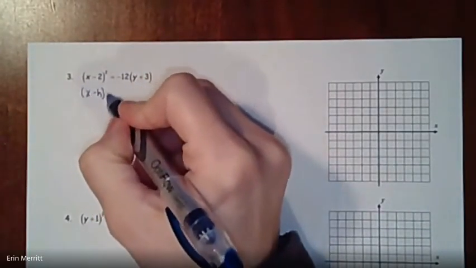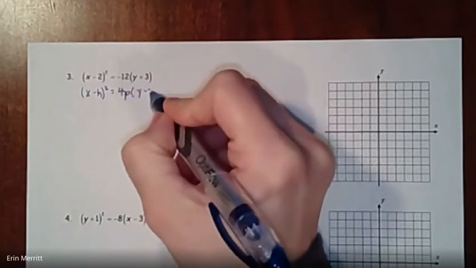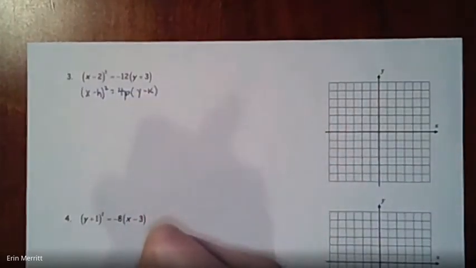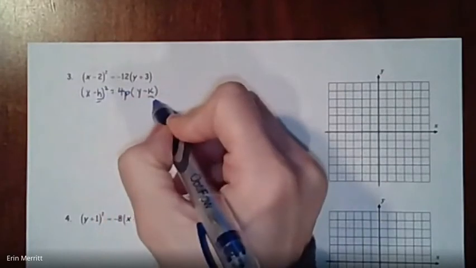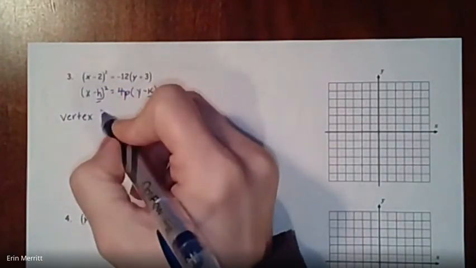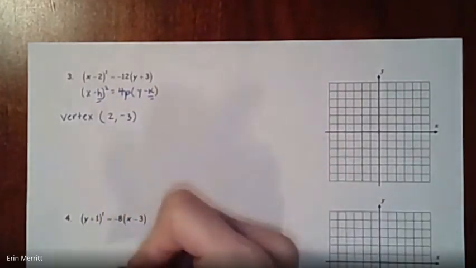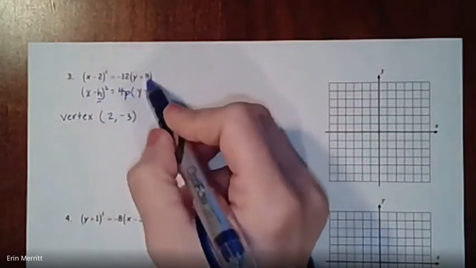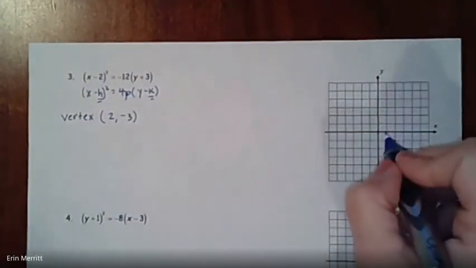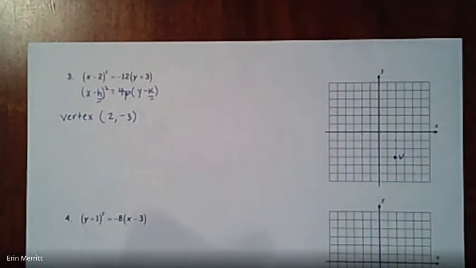X minus h squared equals 4p, and then y minus k. All right, h, k is your vertex. So everything is built off of the vertex. So my vertex then is the point 2, -3. So flip the sign. So +2, that's -3. Come over to your graph. Go over to 2, down 1, 2, 3. Mark it with V so you know it's your vertex there.